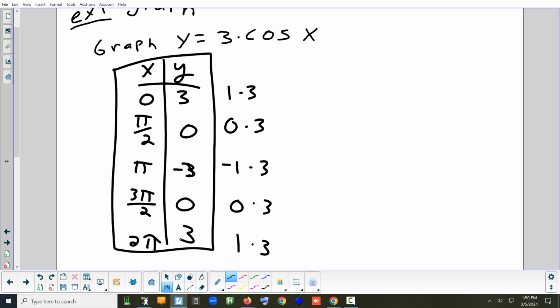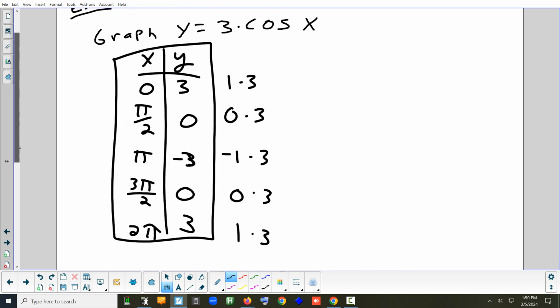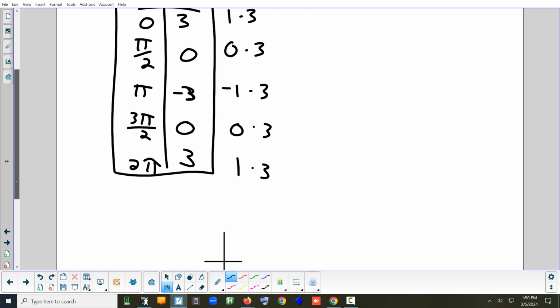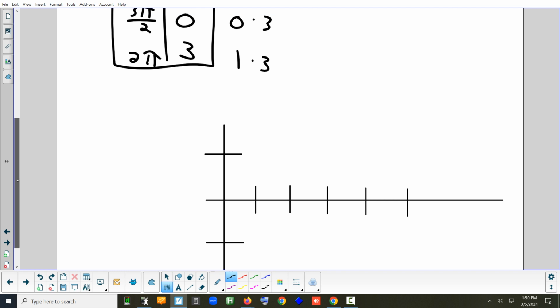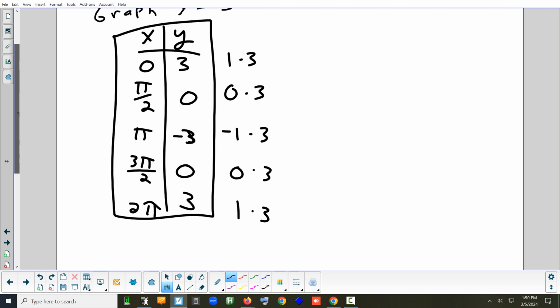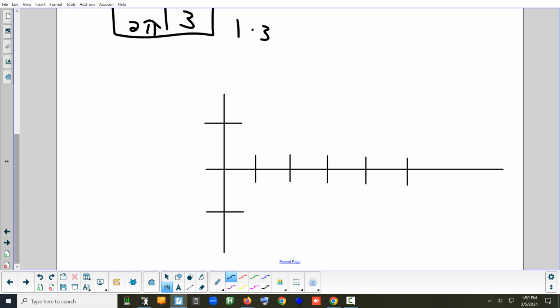Any question on how we got the table? All right, now all we have to do is graph it. The problem with stretching it bigger and bigger is you could need a bigger and bigger piece of graph paper. To avoid that, instead of going by ones on my y-axis, I'm going to scale it. I need to go as high as 3, and as low as negative 3. So that's how I'm going to scale it.